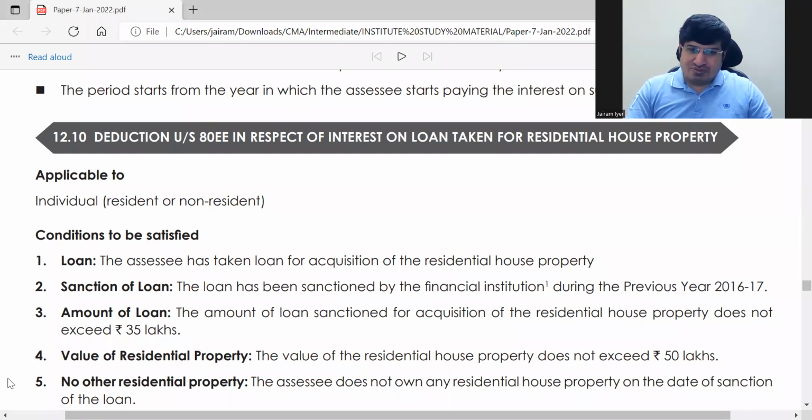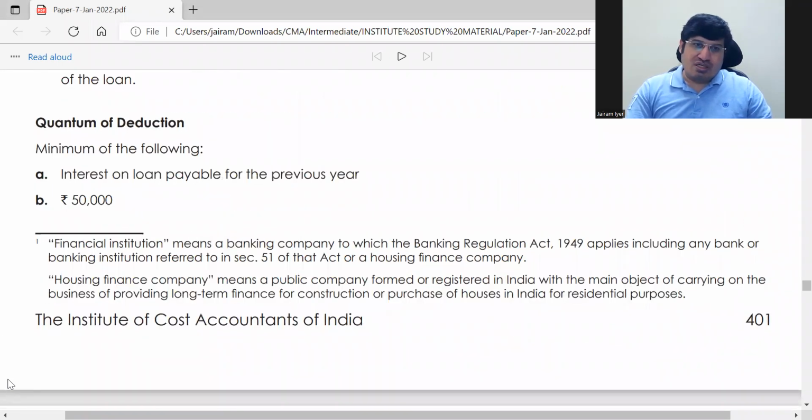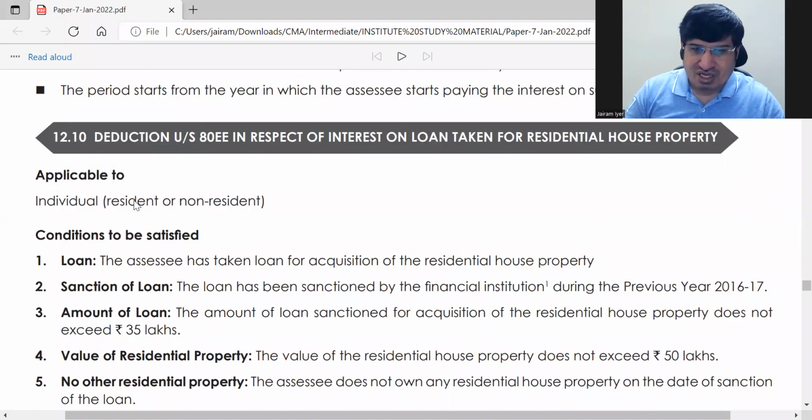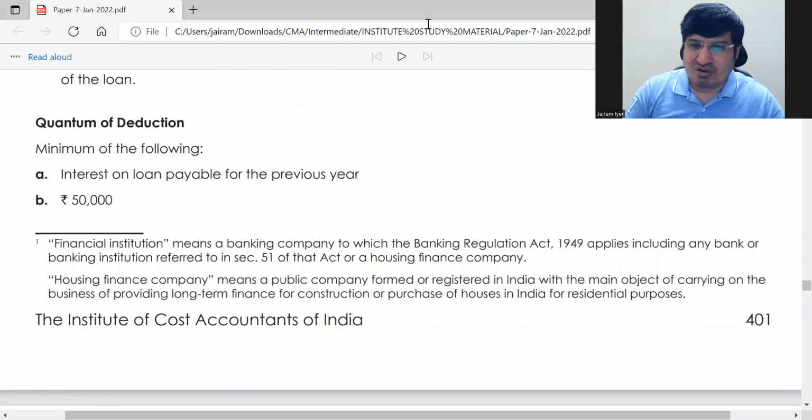So what is the deduction? Interest up to 50,000. Up to 50,000 is the interest limit. And the loan taken from a financial institution has the same meaning which we have seen earlier: banking company, banking institution or housing finance company. Here just one thing is added, which is housing finance company.